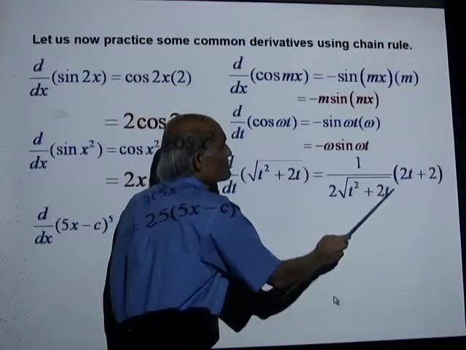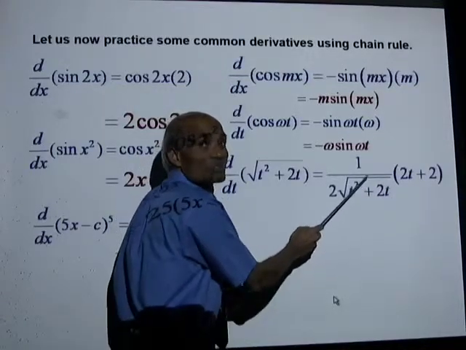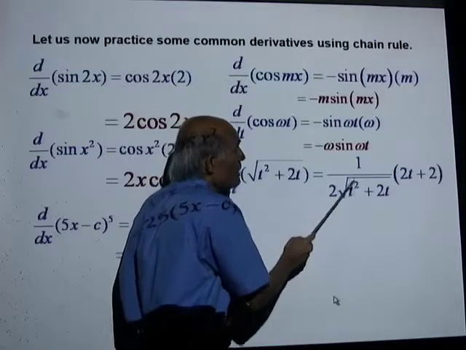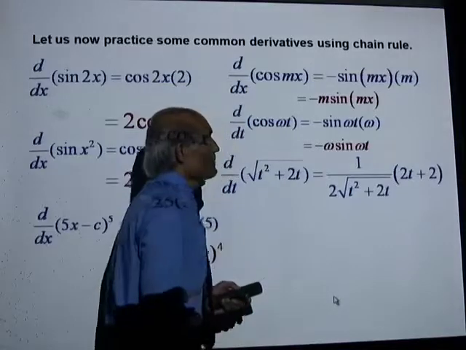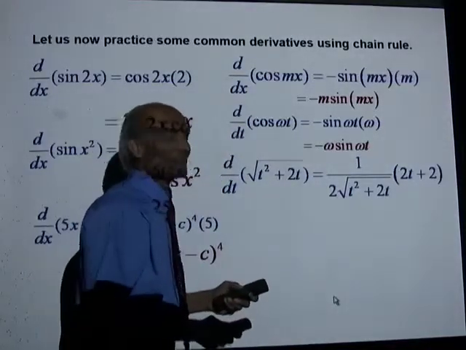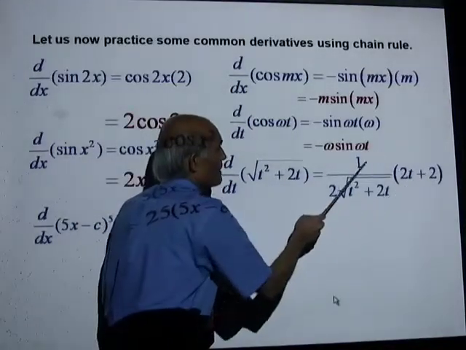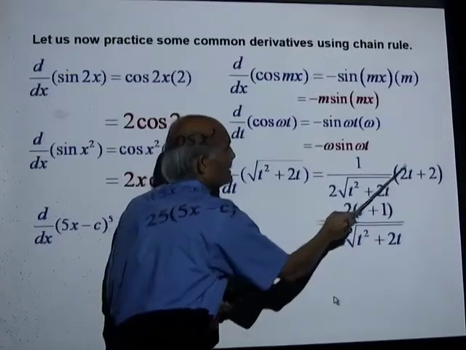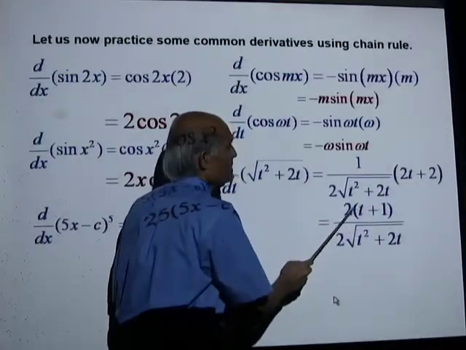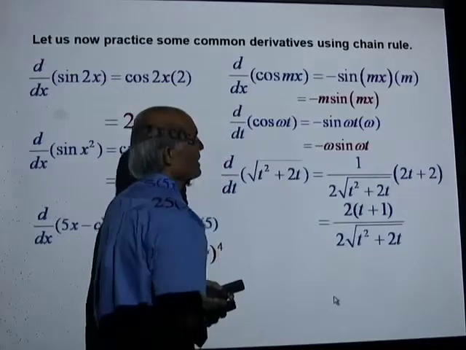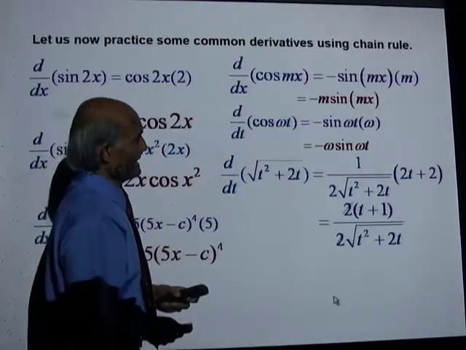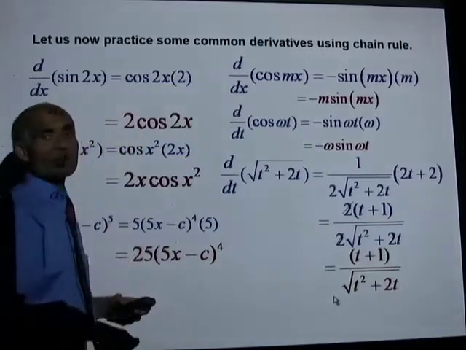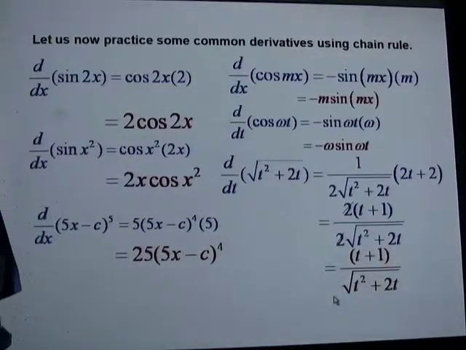And what is the derivative of t squared plus 2t? Derivative of t squared is 2t, derivative of 2t is 2, and that will be 2t plus 2. Put that on the numerator, and factor out a 2. 2 times t plus 1 over 2 square root t squared plus 2t, and that will be t plus 1 over square root t squared plus 2t.